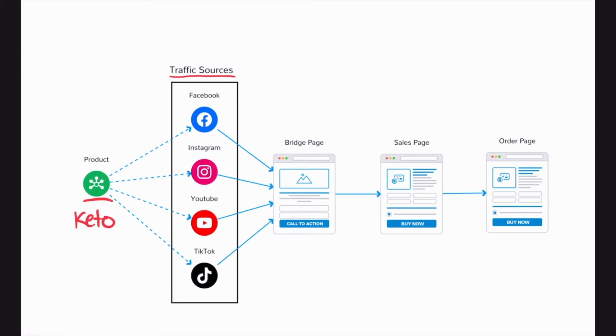Let's just say you're going to use Facebook. You're going to create a Facebook page, and you're going to promote a product for free on a Facebook page, okay? So you're promoting your keto product. You have your keto affiliate link, which later on in this video, I'll show you how to get. You post your link on your Facebook page. People, customers click on that link, they're going to be directed to a bridge page.